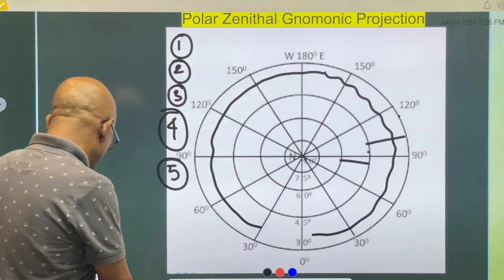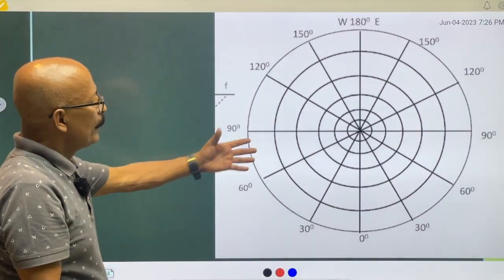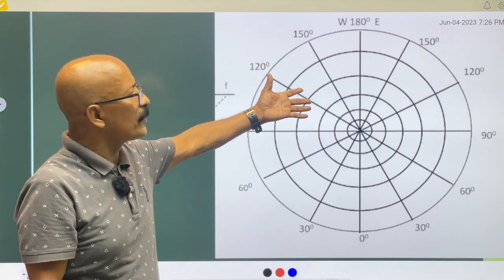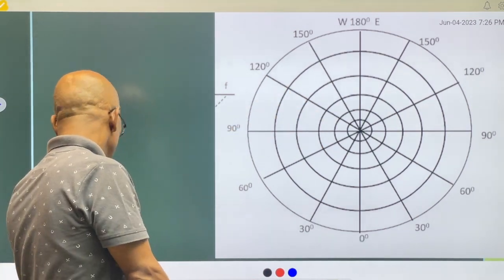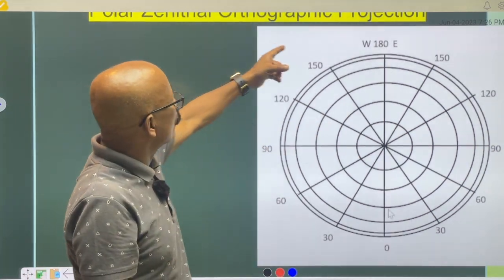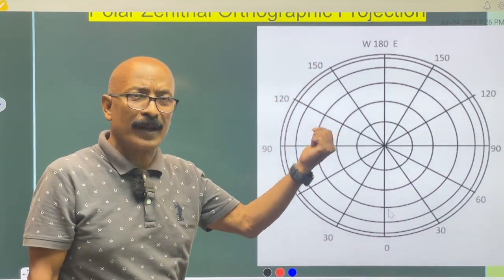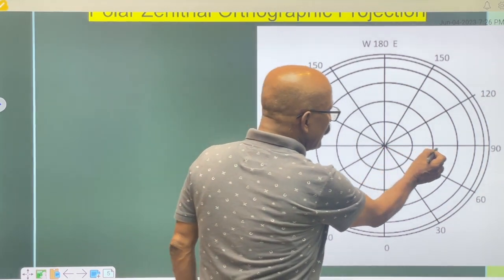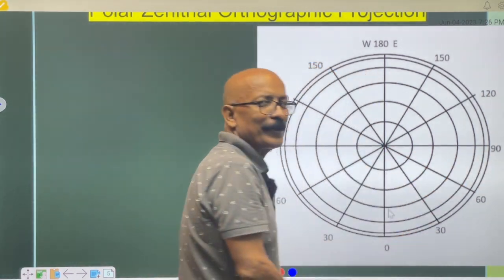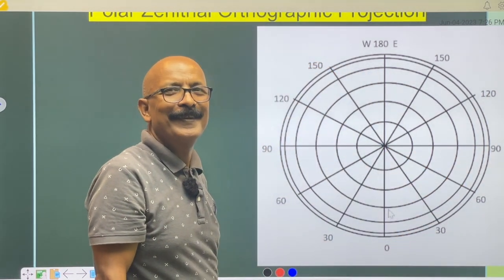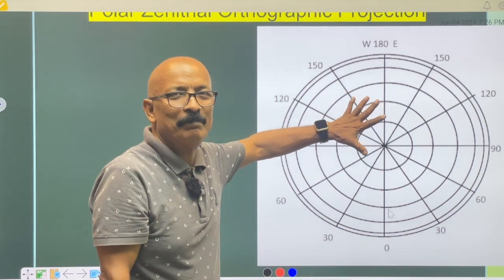Now you see the other projections. These are very simple. This is the polar zenithal stereographic projection. Very simple. This is called the polar zenithal orthographic projection. What is the difference between gnomonic and this one? The gap between the parallels decreases towards the periphery of the projection. This is the difference. Other things remain the same.